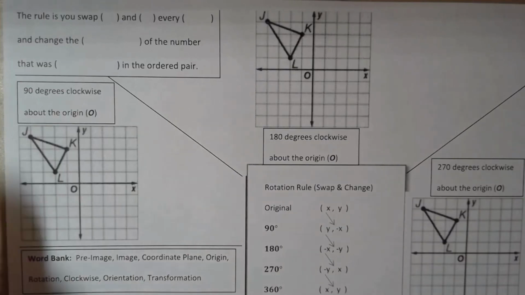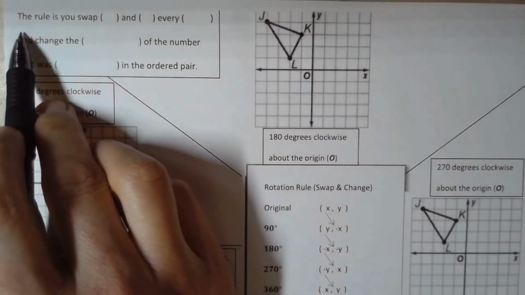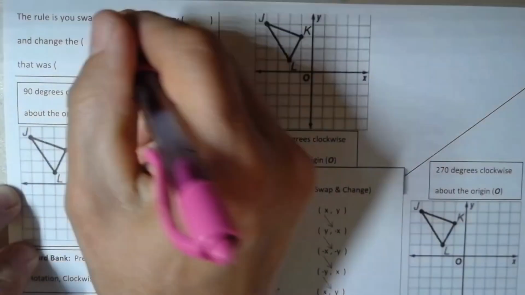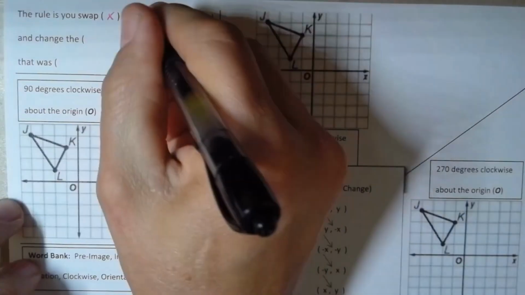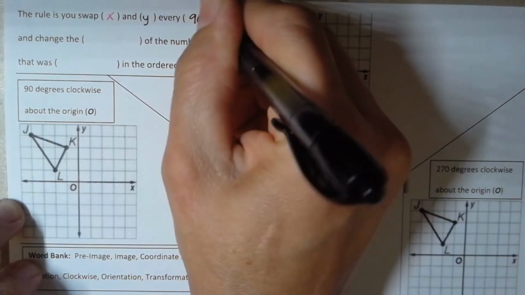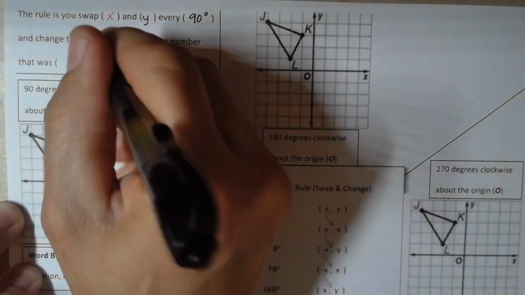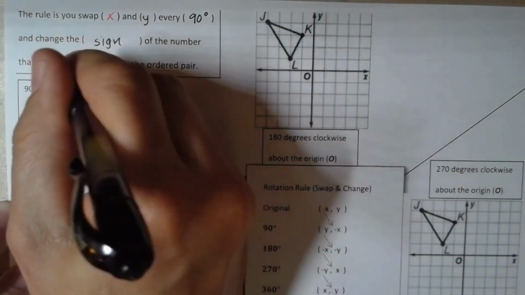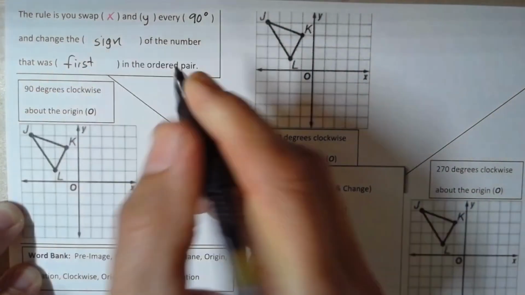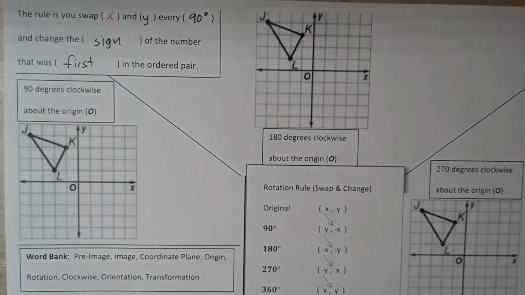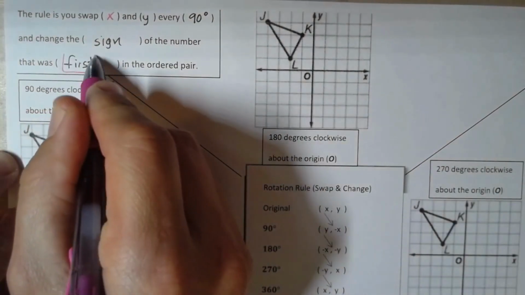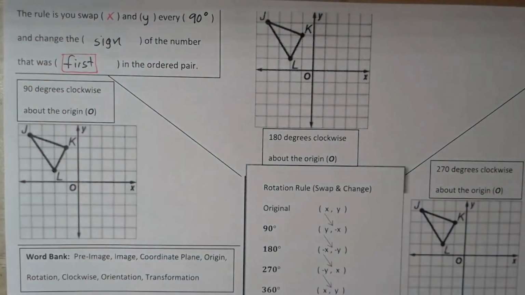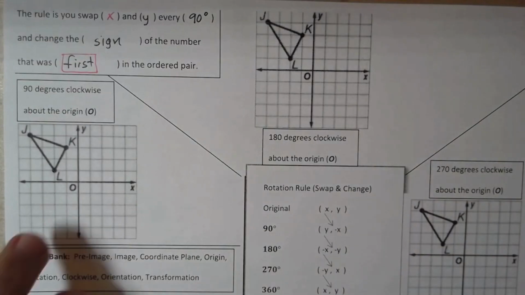So let's start by first looking at the rule. Our rule here says the rule is you swap X and Y every 90 degrees and change the sign of the number that was first in the ordered pair. So whatever number is first in the ordered pair, in other words, in place of where the X would normally be, you're going to change the sign of that number. Now this may sound a little confusing. I call this the swap and change method.